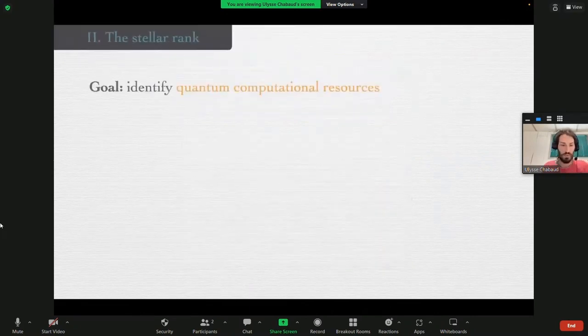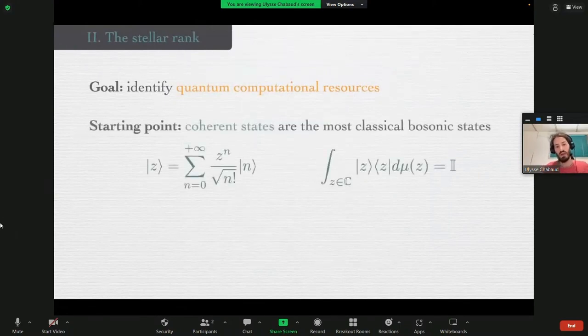experiments. So to recap, our goal is to identify quantum computational resources. And our starting point is to say, okay, what are the less resourceful states, the most classical states? So there's good intuition for that in optics. Those are the states that come out of a laser when you just press the button. And these are the so-called coherent states. So this is their expansion in the particle number basis. And those states form an overcomplete basis of your Hilbert space.